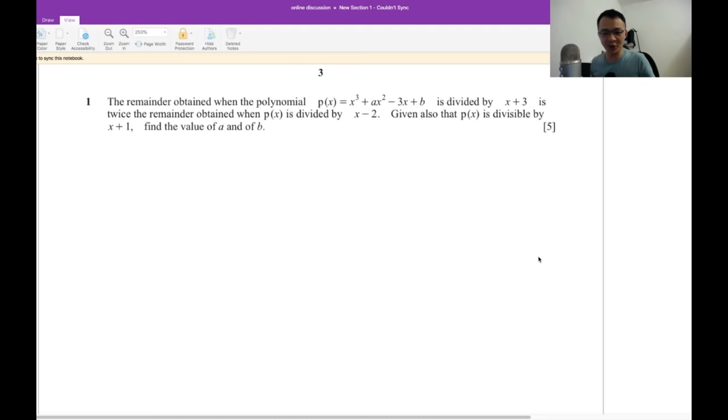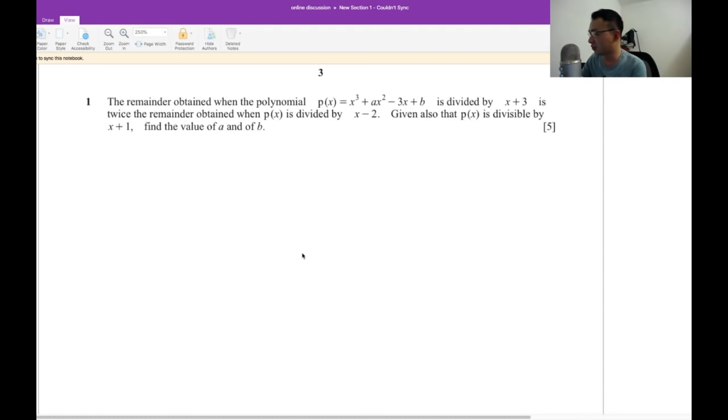Alright, the first question is about the remainder. The remainder obtained when the polynomial is divided by x plus 3 is twice the remainder obtained when p(x) is divided by x minus 2. Given also p(x) is divisible by x plus 1, find the value of a and of b. This one is quite simple.